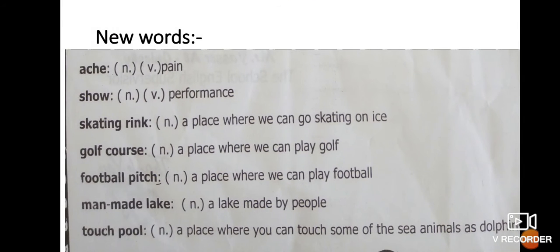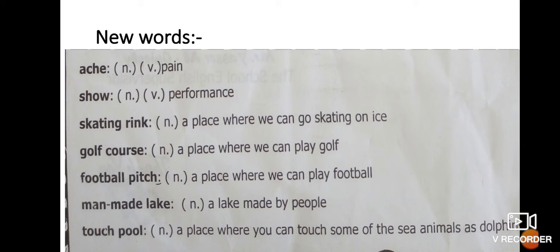This is the second part of Unit 1 of Let's Go Shopping. Now we will explain the rest of the new words, okay? The first word, ache, pain, okay? This is what we talked about in the previous part.